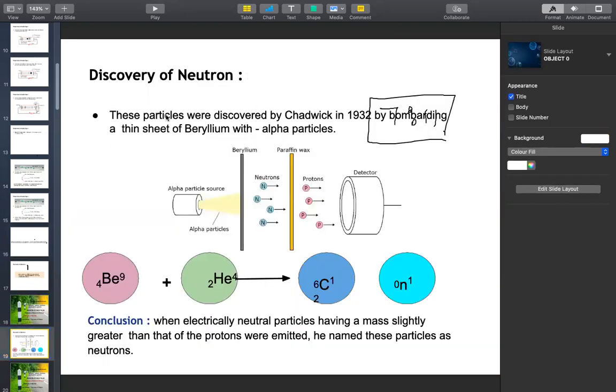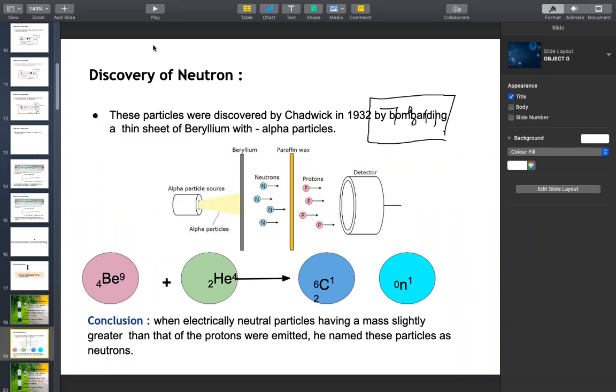Now the next discovery was the discovery of the neutron. Guys, I'll tell you the problem again. The neutron was discovered in 1932. It was very late, since the early discoveries happened in the early 1900s, so it was around 20 to 30 years later.